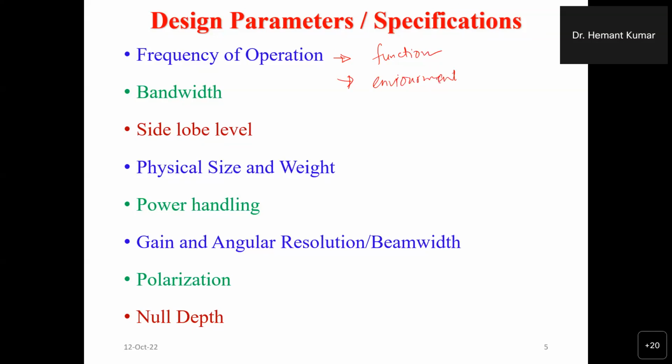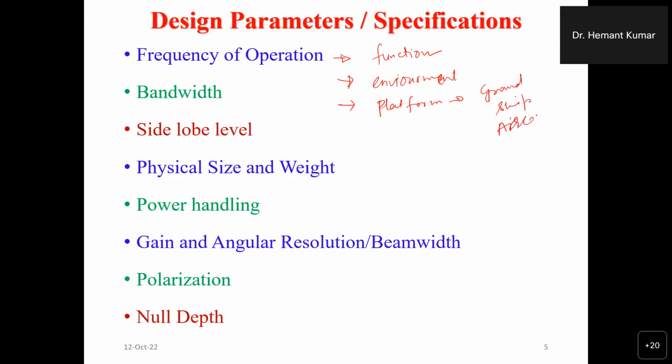Suppose the environment, I mean to say whether it is going to be used for shipboard application, where the weather will be very adverse. In that case we will have a different frequency. Or the platform on which the antenna should be mounted is also very important. The platform can be a ground-based platform, or a shipboard-based platform, or an aircraft.